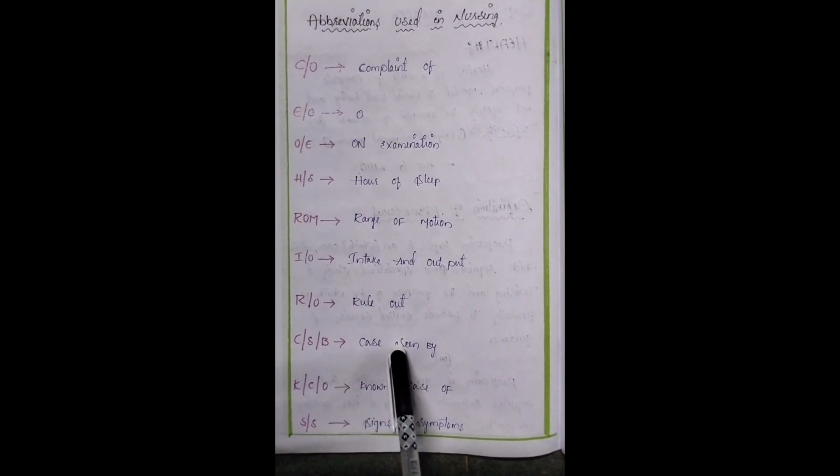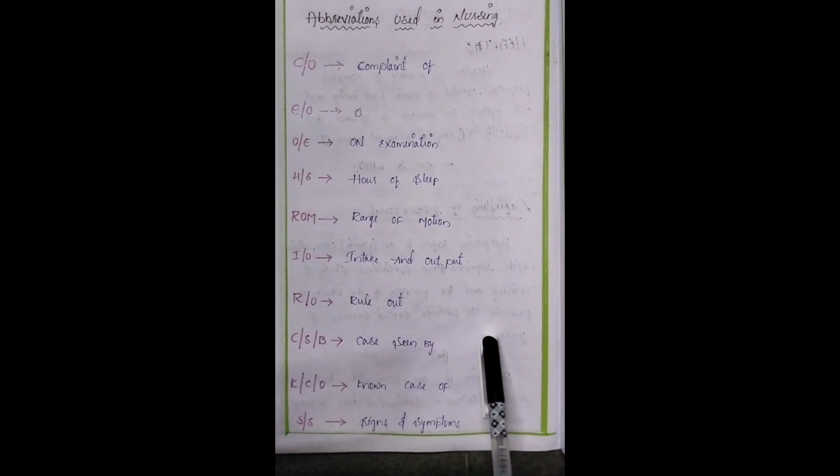Next, C/S/B, case seen by. These are mainly written in case sheets by the doctor. When the doctor goes for rounds and sees a new case, he writes C/S/B, case seen by, and writes the vital signs and the condition of the patient. Next, K/C/O, known case of.